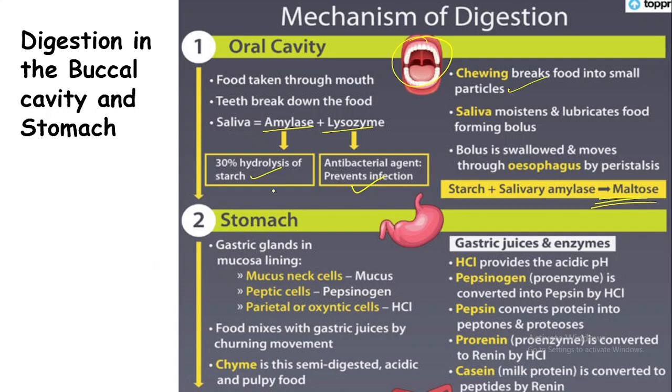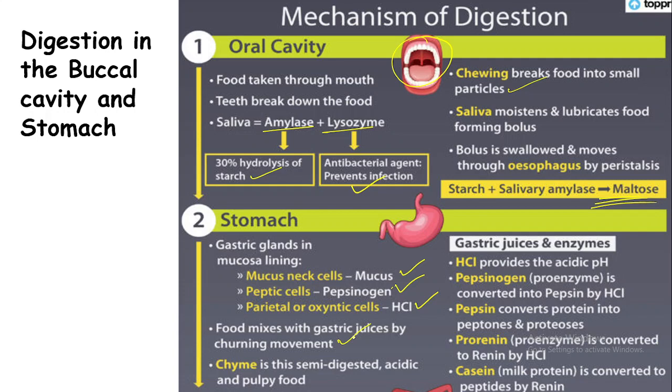Moving on to what happens in the stomach. Gastric glands in the mucosa lining: we have mucous neck cells that produce mucus, peptic cells that produce pepsinogen, and parietal or oxyntic cells that produce HCl. Food mixes with the gastric juices by churning movement.